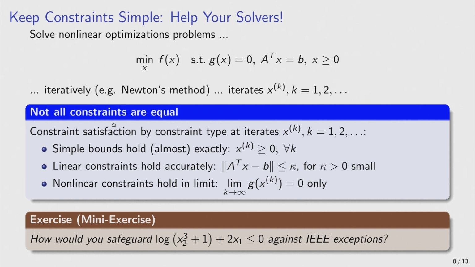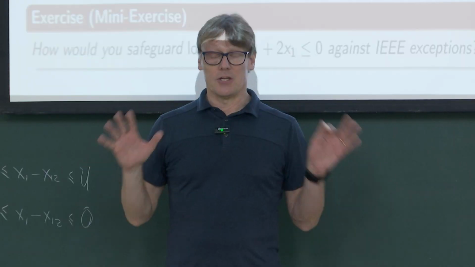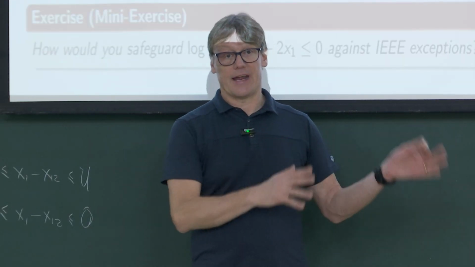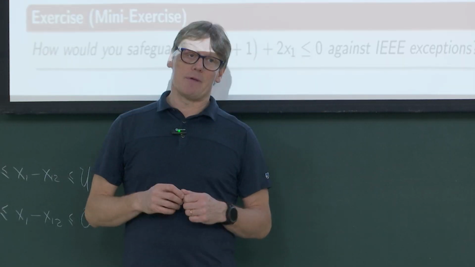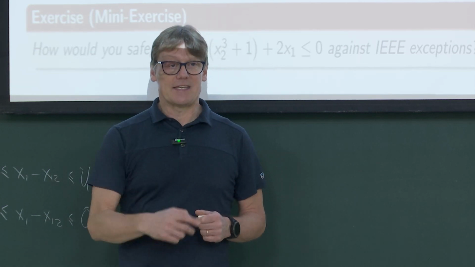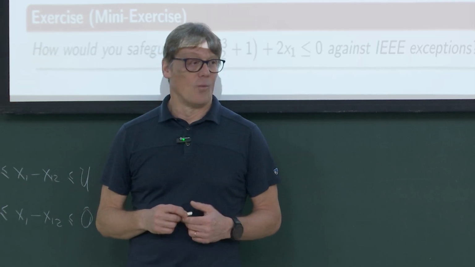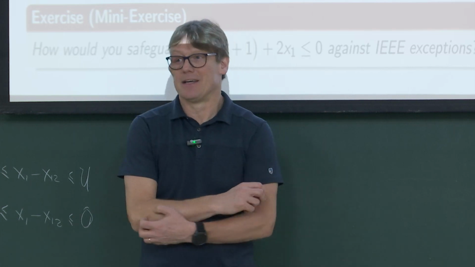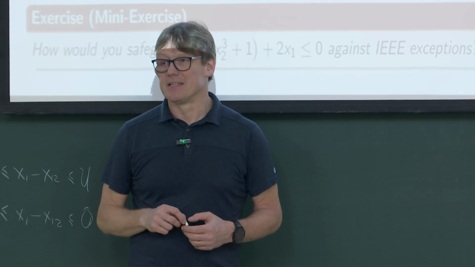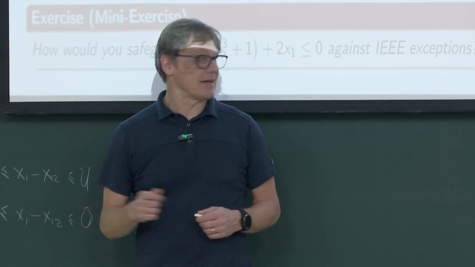This is really cool. So you have a constraint that says the logarithm of x2 cubed plus 1 plus 2x1 is less than or equal to 0. There are no other constraints in your problem. So there's no bounds on x1 or x2. You know that you can't evaluate logarithms for negative numbers. So how do we make sure that we stay safe? Which constraints should we add to ensure that we stay safe, that we never evaluate a negative logarithm?